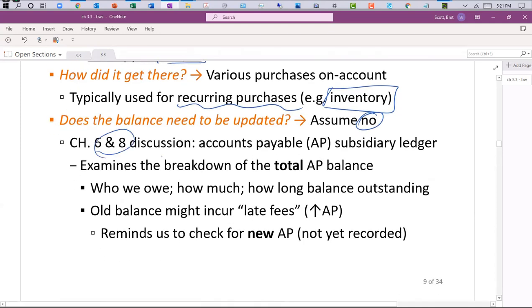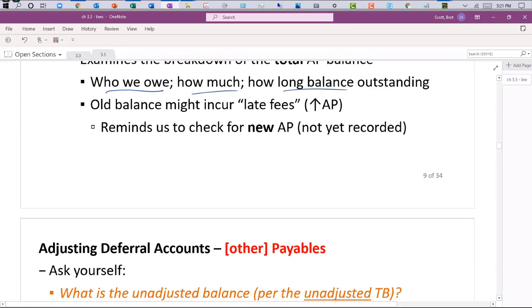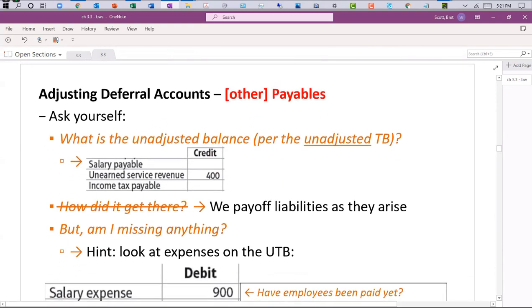So right now, let's go ahead and assume that there's no adjustments that need to happen for accounts payable. In chapters 6 and 8, we'll talk about accounts payable in general, and we'll specifically talk about what's called a subsidiary ledger. It's like taking the T account and breaking it down into smaller and smaller T accounts. These smaller T accounts will show us who we owe, how much, and how long the balances have been outstanding. So for right now, just put that in the back of your mind. We'll come back to accounts payable later in the term.